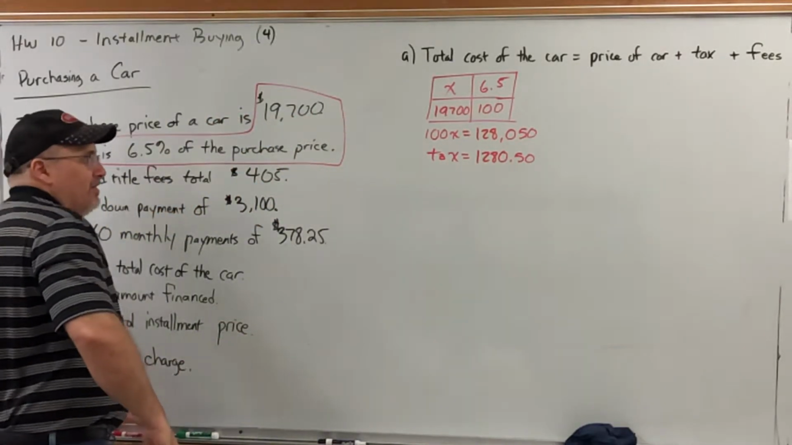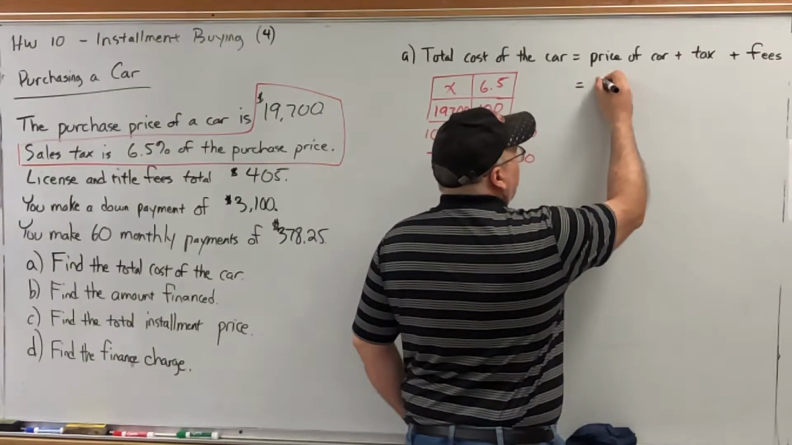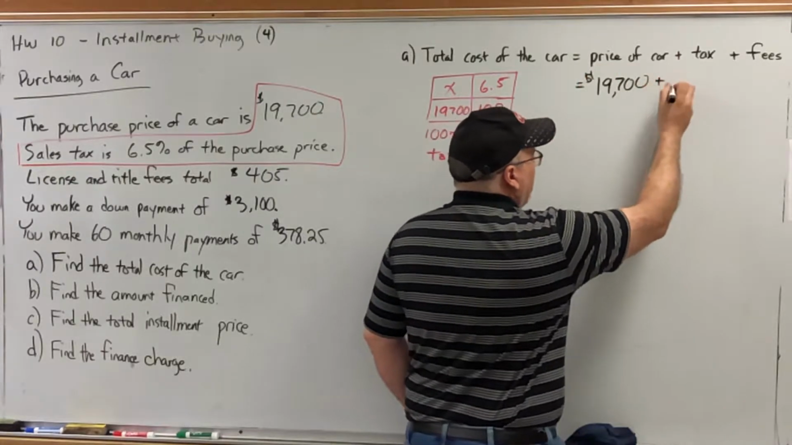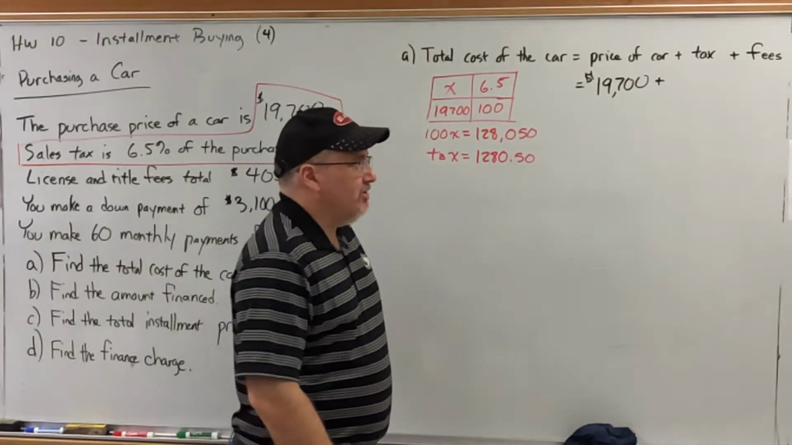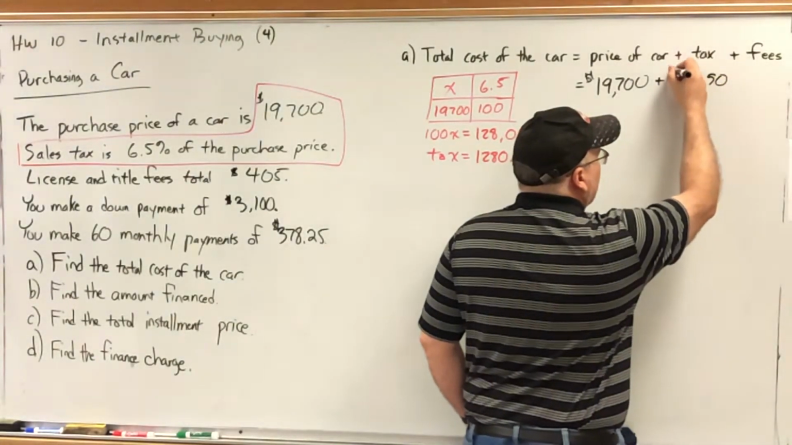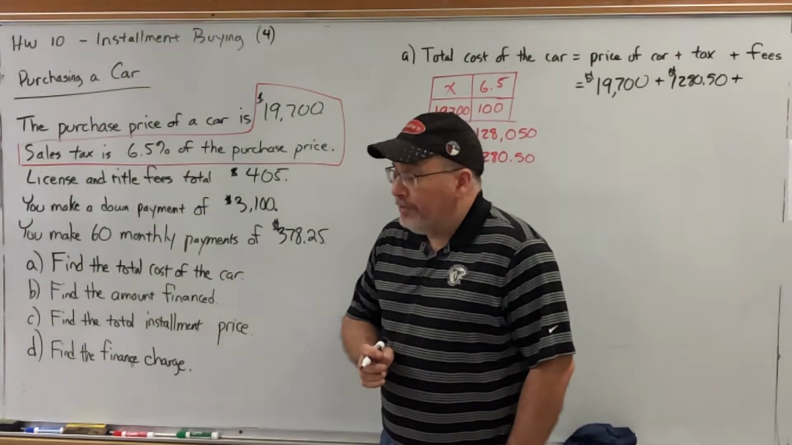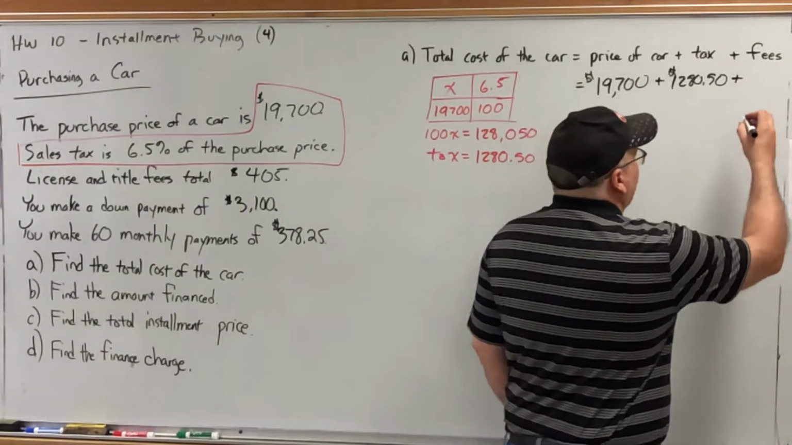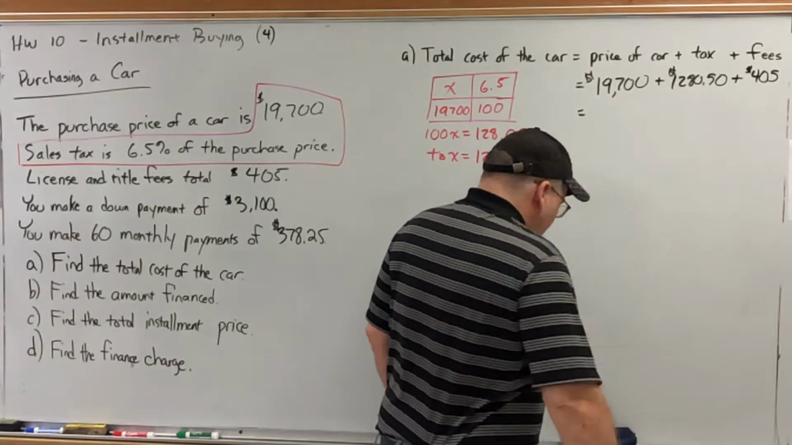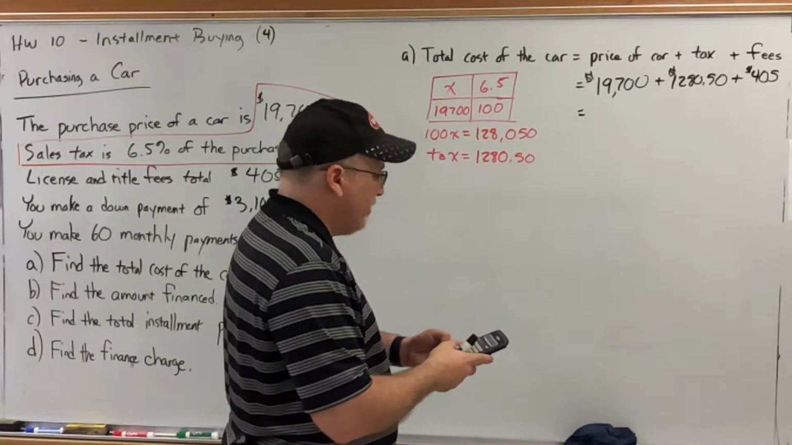So now we can calculate the total price of the car. We are going to pay $19,700 because that's the price of the car, plus the tax that we just calculated, $1,280.50, plus the license and title fees, which are a real thing, $405. So my total bill, after adding on everything, is the sum of those numbers.